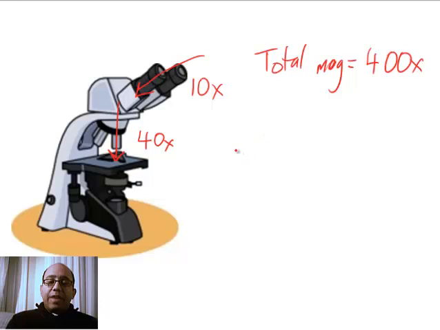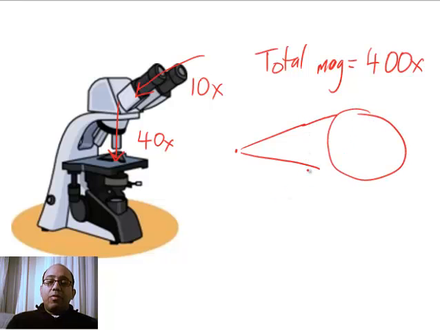So if I had a dot and I was looking under 400 magnification, it would look 400 times bigger. So if it was 1 millimeter diameter in real life, it would be 400 millimeters in the image. So we have to come up with a calculation to help us understand the relationship between these numbers.